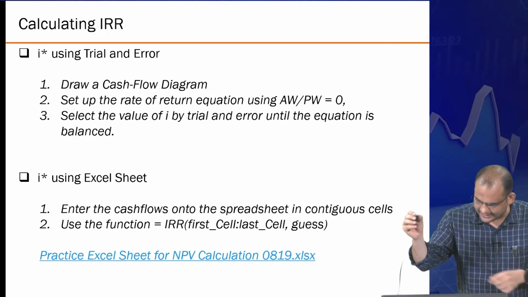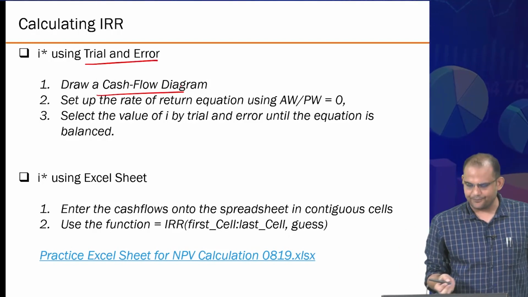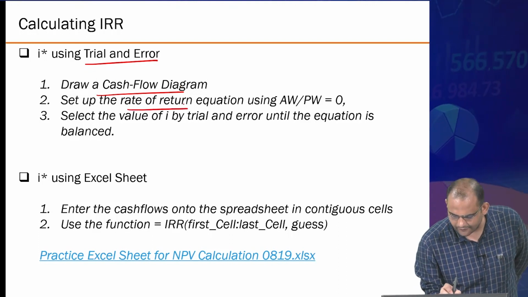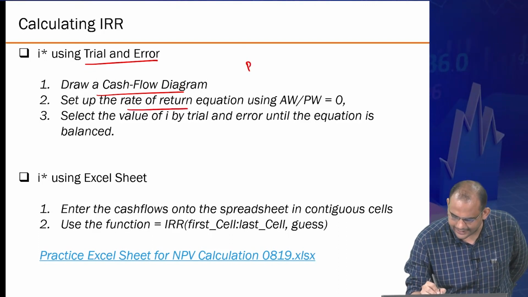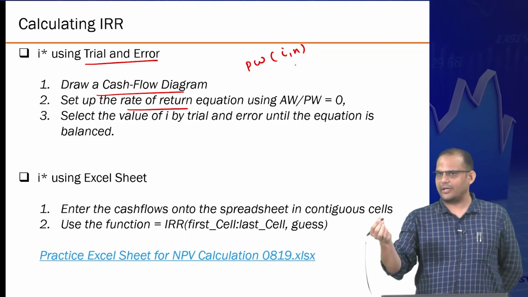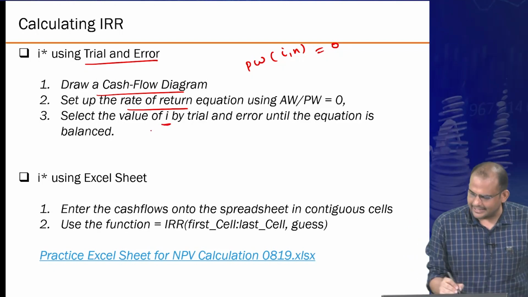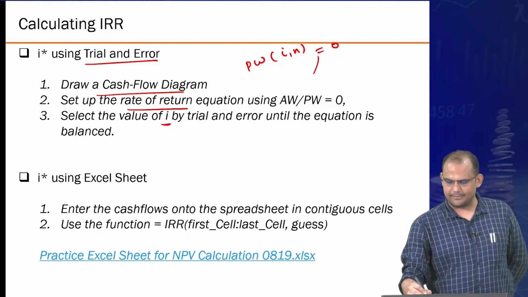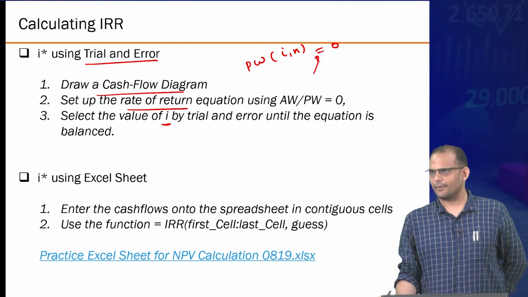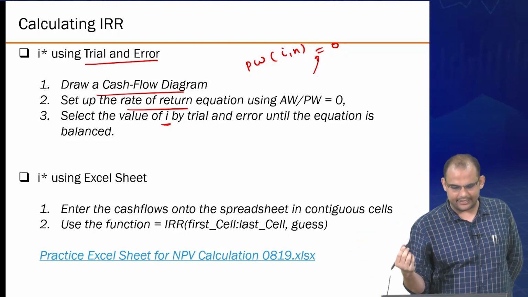So, first is of course the trial and error method. The idea is you draw a cash flow diagram, you set up the equation, you estimate the PW in terms of I and N, you equate it to 0, and select a value of I by trial and error until the equation is balanced. I will show you the example, but it has to be done by basically trial and error.